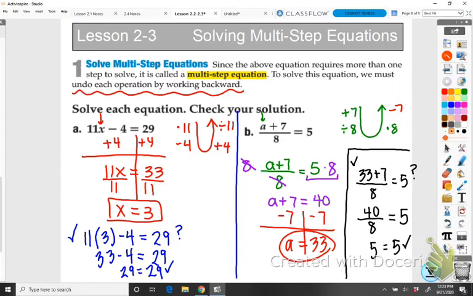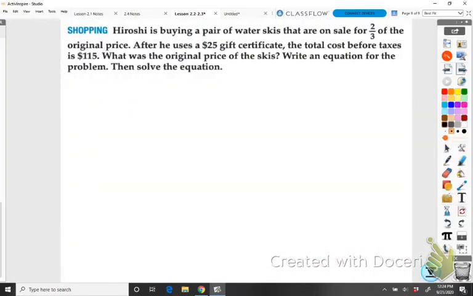Then we got one word problem. Hiroshi is buying a pair of water skis that are on sale for 2/3 of the original price. So that's some key things to highlight. 2/3 of the original. After he uses a $25 gift certificate, the total cost before taxes is $115. What was the original price of the skis? So this is our question. That's what we don't know. They want us to write an equation and then solve it.